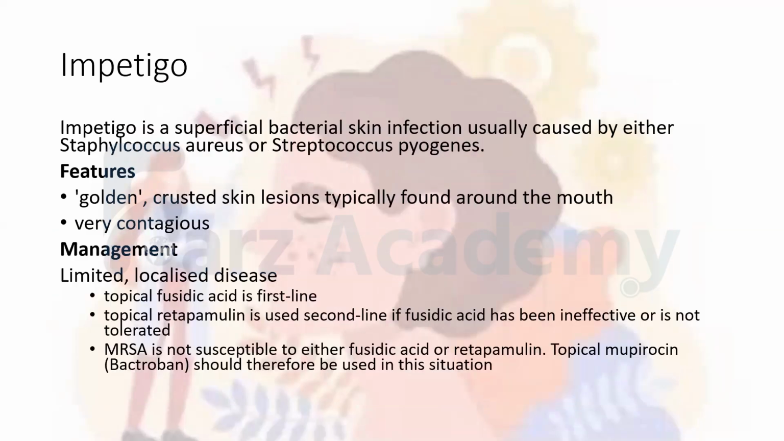Next is impetigo. Impetigo is a superficial bacterial skin infection, usually caused by either Staph aureus or Streptococcus pyogenes. How do these lesions present? They present as golden crusted skin lesions, typically around the mouth, and they are extremely contagious and can spread from one person to another. Management is usually limited, as it is a localized disease, usually seen around the oral cavity. Treatment: topical fusidic acid is the first line of treatment. Topical retapamulin is used as a second line.